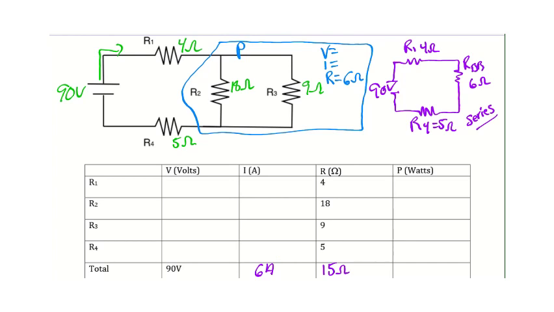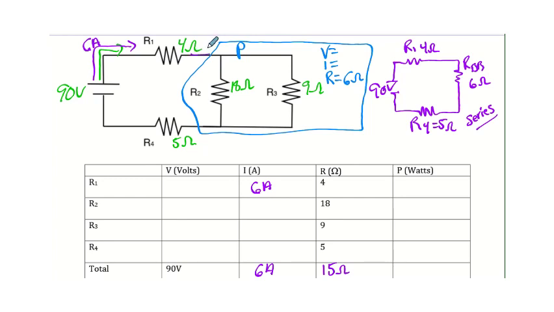So now let's follow that 6 amps through our circuit. It comes out of the power supply, 6 amps. Do all 6 amps have to go through R1? They do. So under current for R1, we're going to put 6 amps.